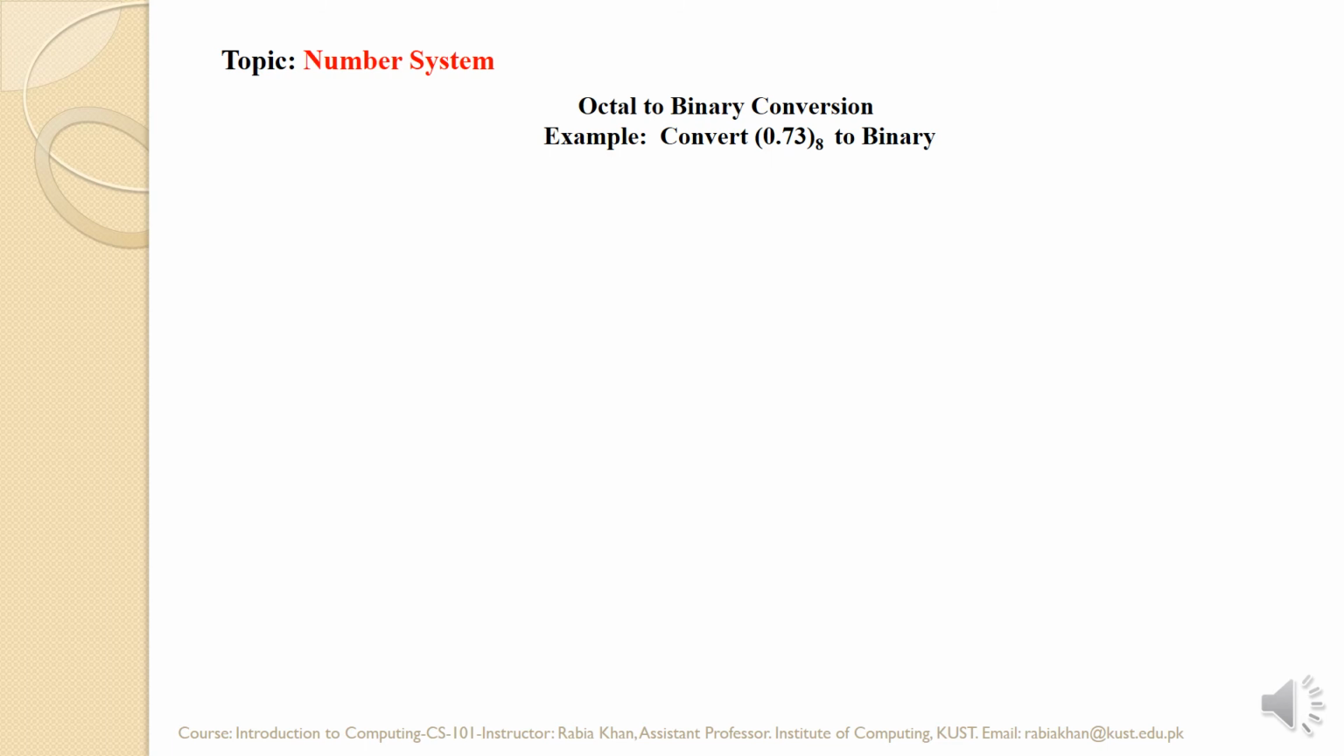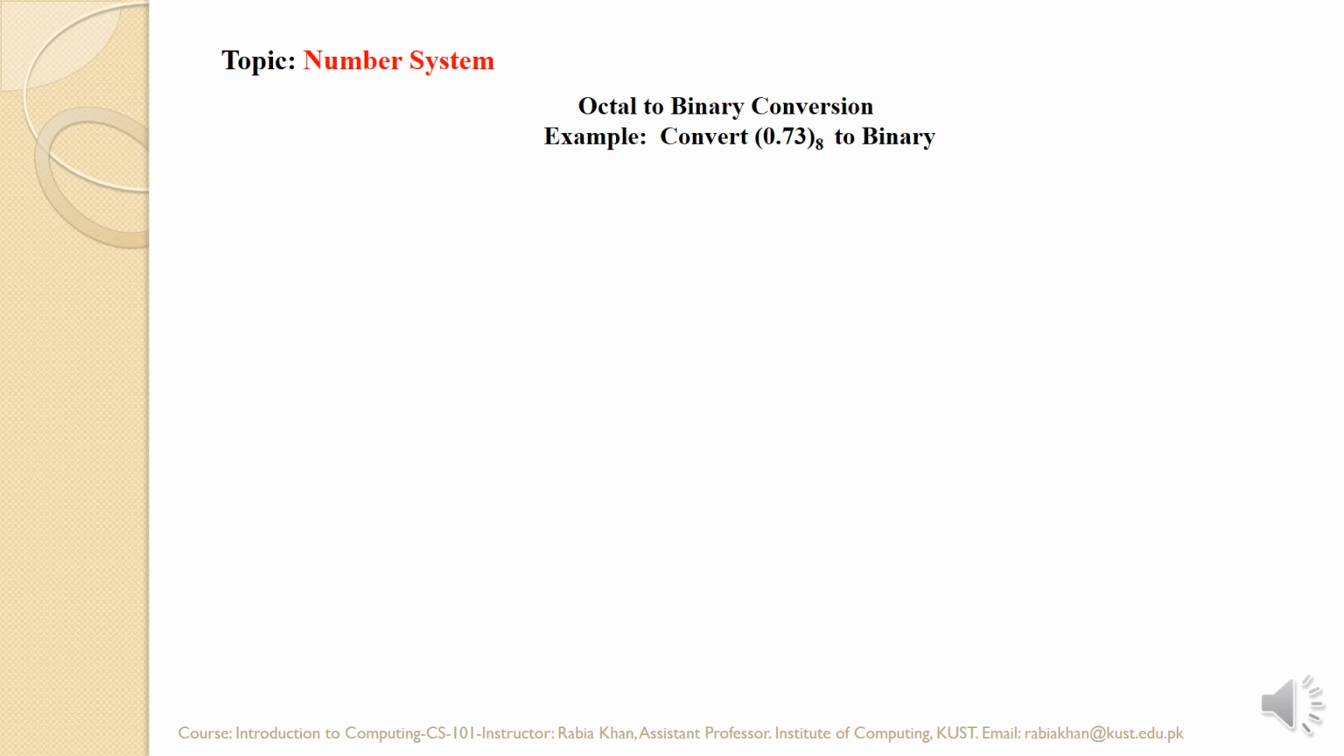We are given an octal number 0.73, and we have to convert it into a binary number. We have just converted the same 0.73 using the direct method. Now we are applying the indirect method on the same example, so you can compare the results from both methods. The indirect method has 2 steps. In the first step, you convert the given octal number into a decimal number. In the second step, the converted decimal number is further converted to a binary number.